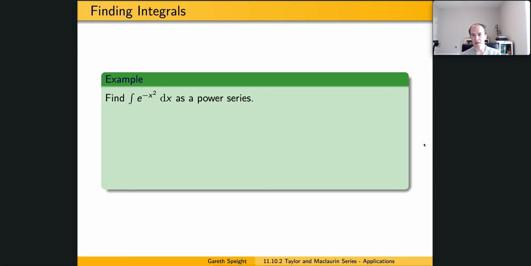And fortunately, we know a series for e to the x. e to the x is just the sum of x to the n over n factorial. And then we're using the same kind of algebra or differentiation or integration tricks that we had before to find a series for e to the minus x squared. We just replace x by negative x squared.